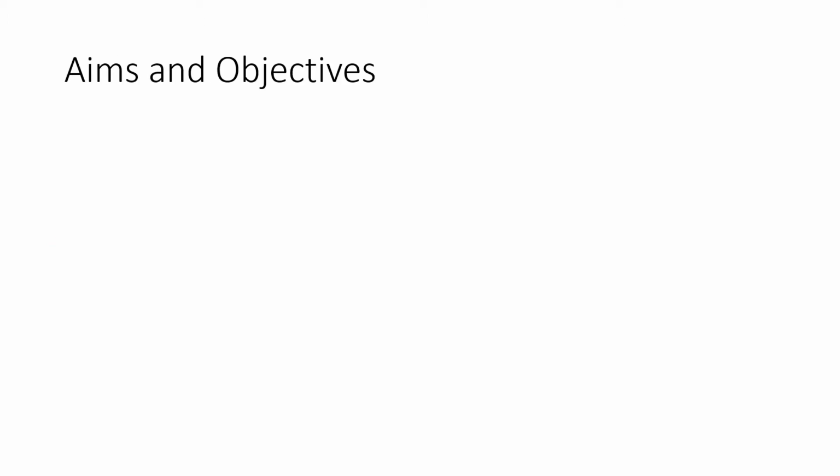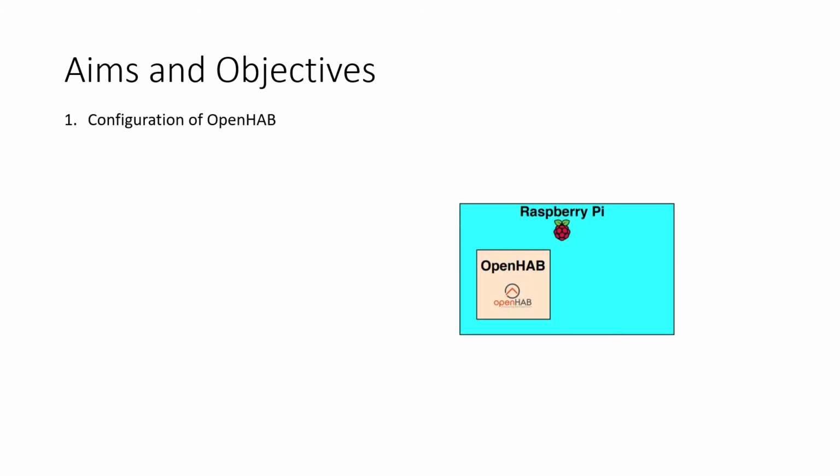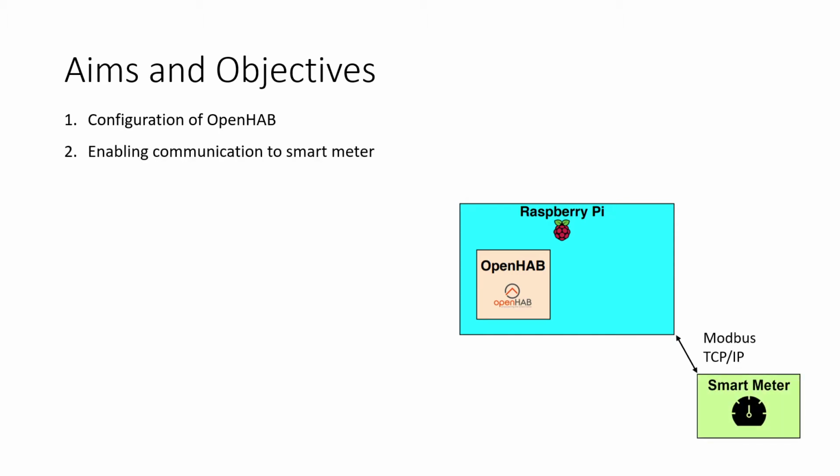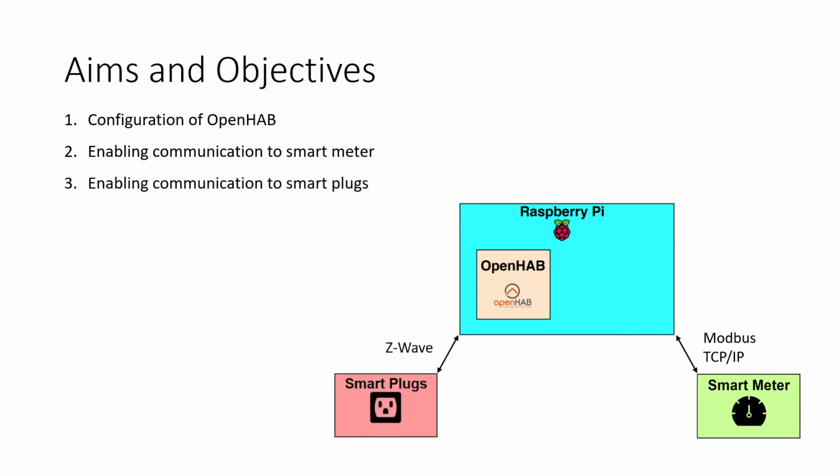To design the control loop, a list of sub-objectives were created. First, the OpenHab application would be installed on the Raspberry Pi. OpenHab is a free open-source software which is used to manage smart devices within a home automation network. The sensory devices within the system are smart meters which record power readings. The smart meters in the project use Modbus TCP/IP communication protocol.